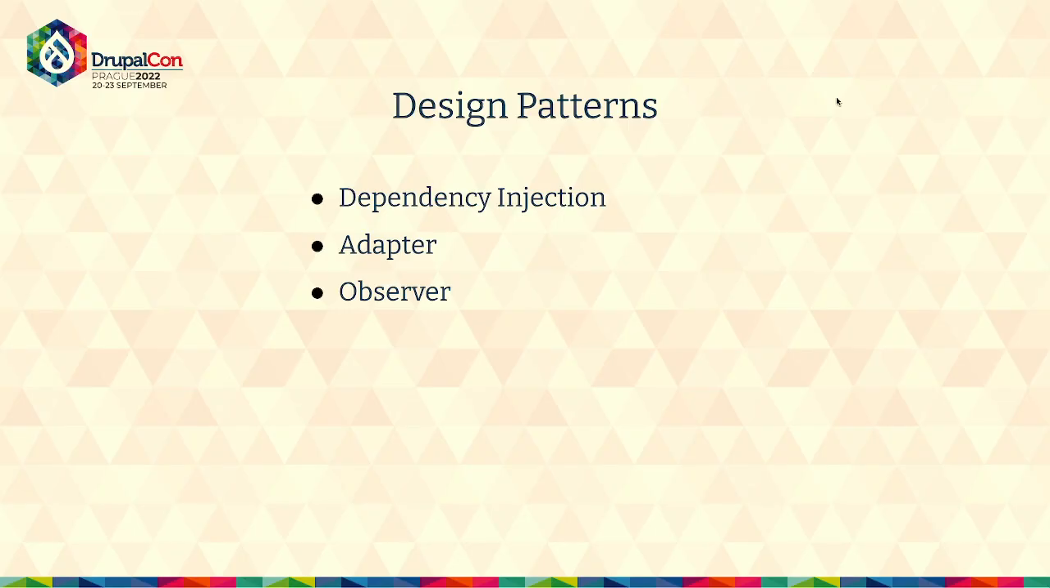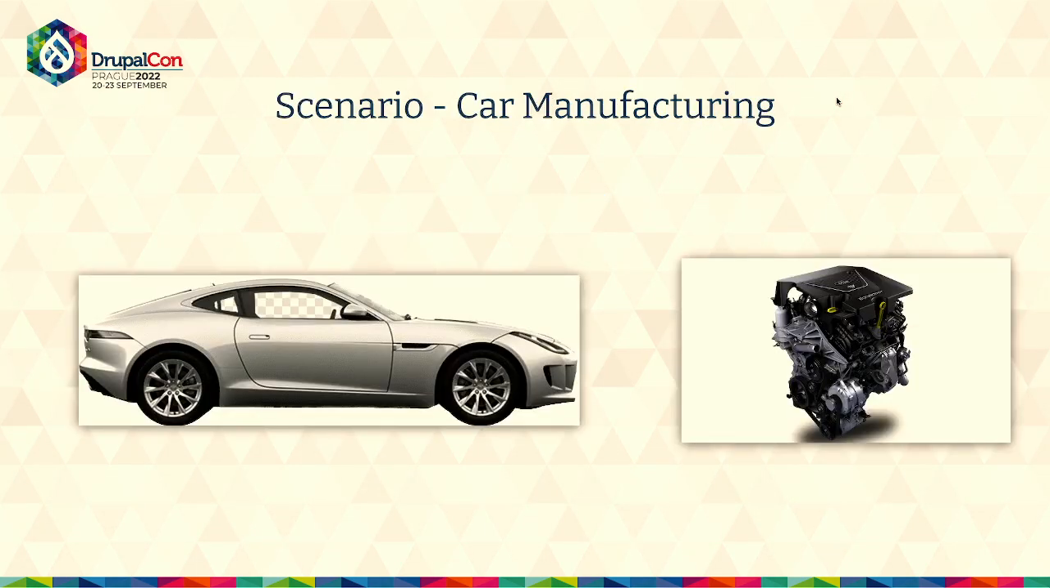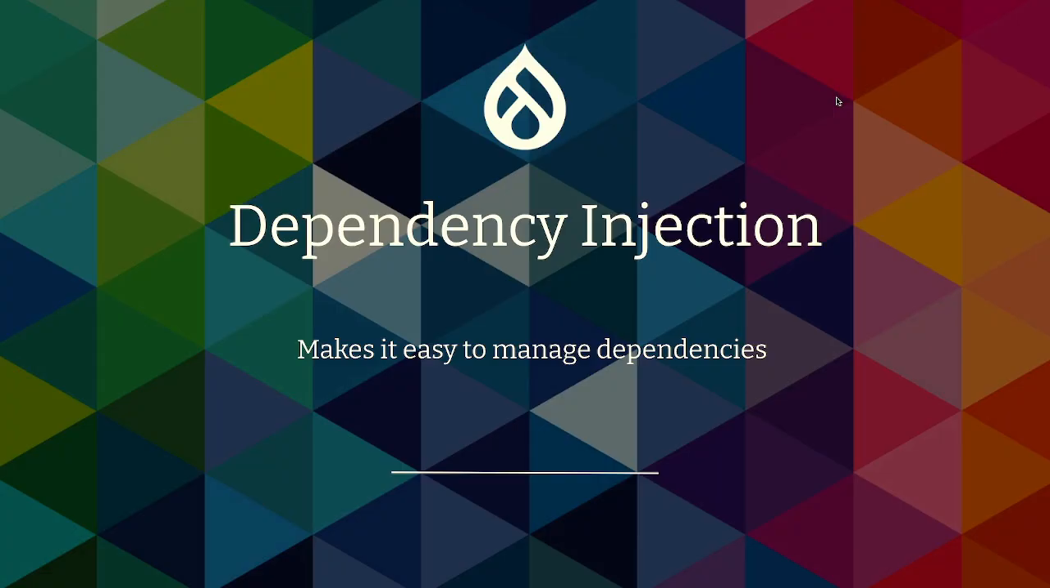These are some of the design patterns that we will be discussing today. And for discussing that, let's consider a very simple scenario of a car manufacturing unit. Just for the sake of example, consider these two. One is the car and one is the engine. The engine cannot drive without the car, but they are still separate. Just keep this in mind and let's talk about how we can implement this scenario in different design patterns.